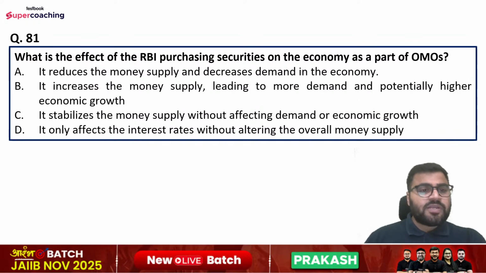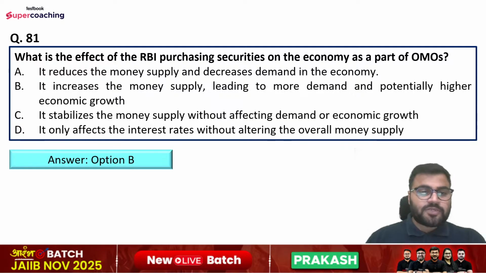Question number 81. What is the effect of the RBI purchasing securities on the economy as a part of open market operations? So it reduces the money supply and decreases demand in the economy. It increases the money supply, leading to more demand and potentially higher economic growth. It stabilizes the money supply without affecting demand or economic growth. It only affects the interest rates without altering the overall money supply. So right answer is option number B.